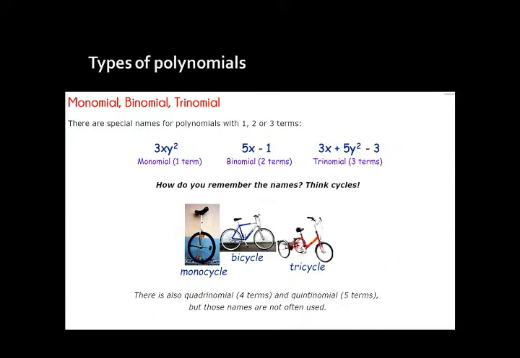So the types of polynomials. You have monomial, binomial, trinomial. There are special names for polynomials with 1, 2, or 3 terms. So this is the monomial, the 1 term, binomial, the 2 terms, and the trinomial, the 3 terms. A way you can remember it is by remembering the names of cycles like monocycle, bicycle, and tricycle. There are also quadrinomial, 4 terms, and quinomial, 5 terms, but those names are not often used.